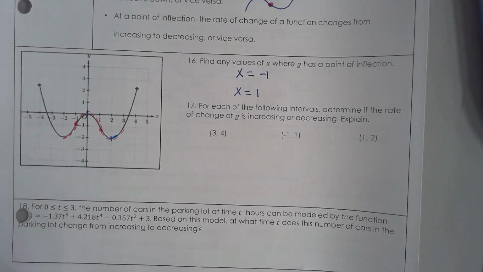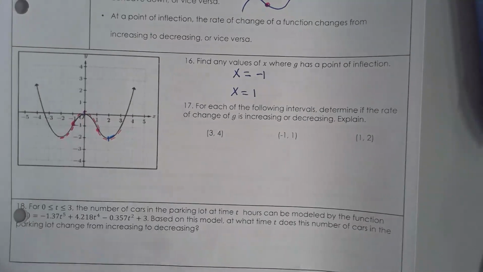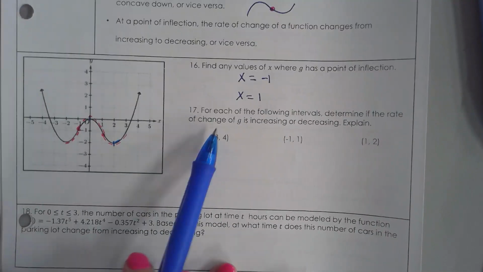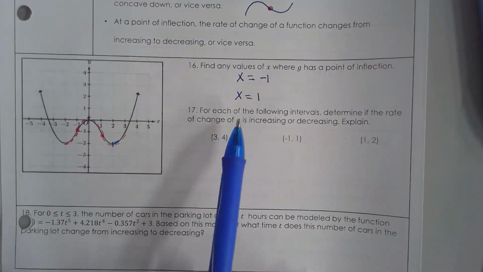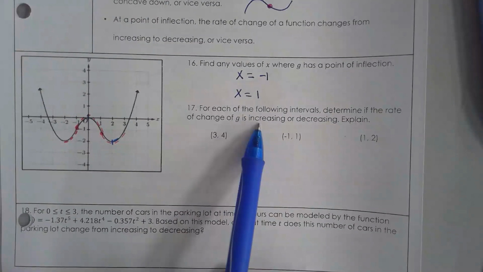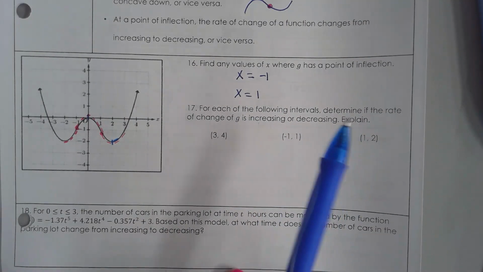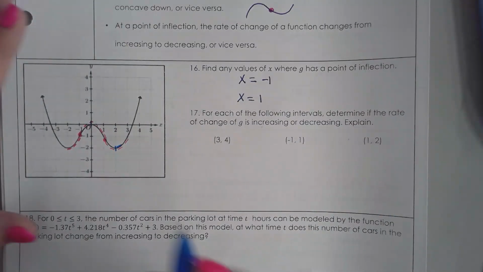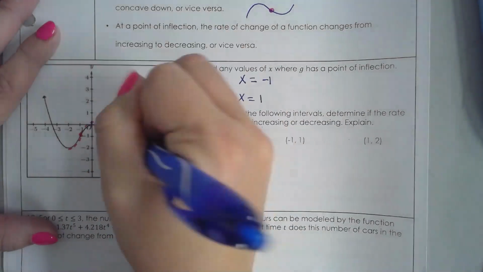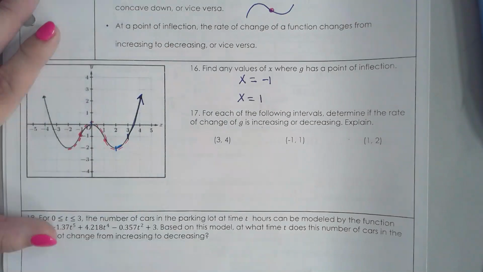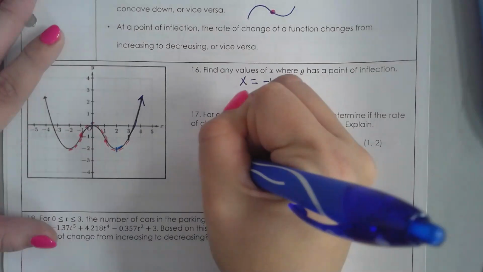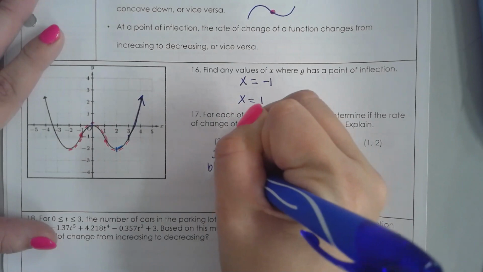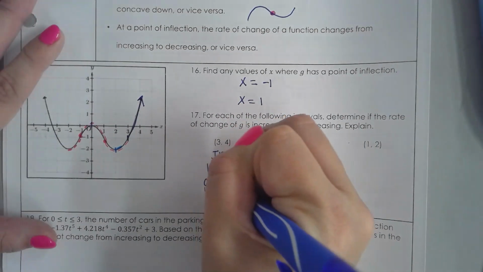So for each of the intervals, we're going to determine if the rate of change, those are the little slopes, are getting bigger or are they getting smaller. And remember, if the rate of change is increasing, what do you know about the graph? Concave up. If the rate of change is decreasing, it is concave down. So from 3 to 4, would I say the rate of change is increasing or decreasing right there? I would say that it's increasing because the graph is concave up.